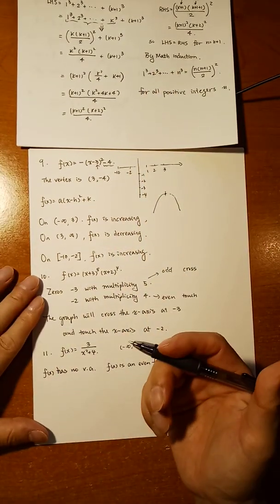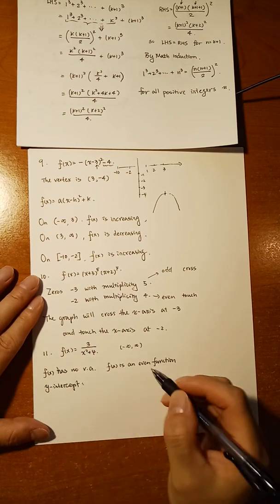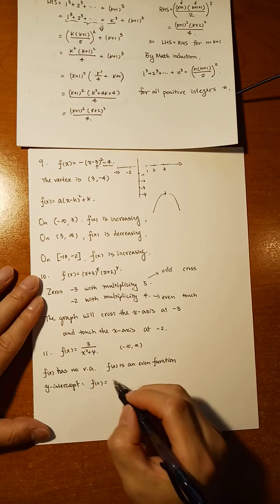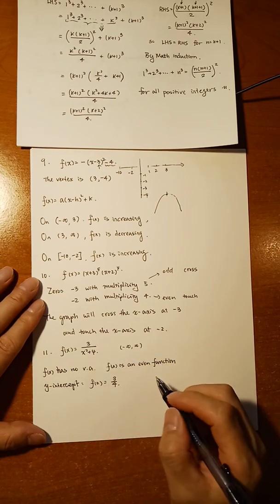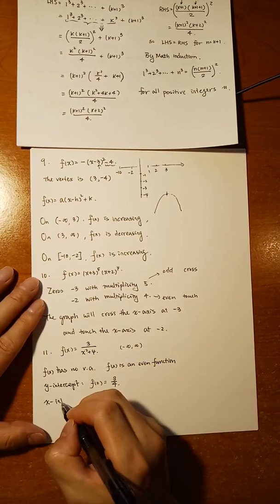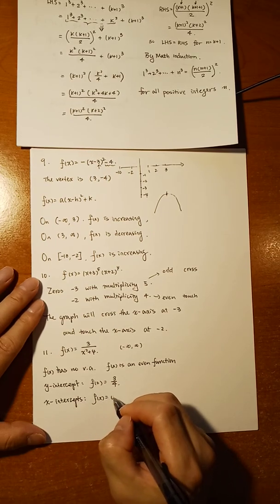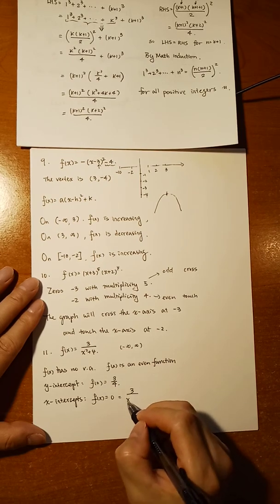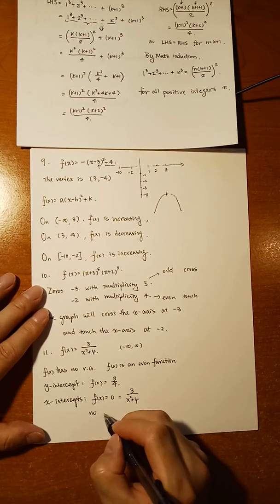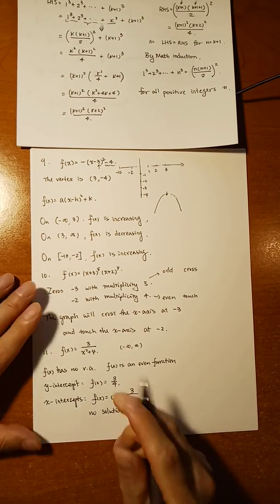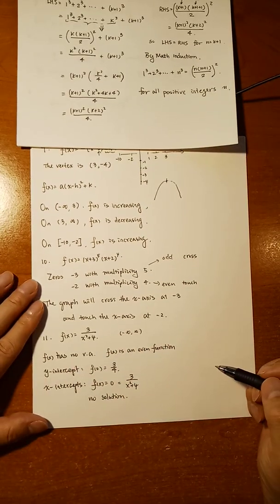And the intercepts. The y-intercept is f(0), which is 3 over 4. For the y-intercept, you let x be 0. For the x-intercept, you solve f(x) equal to 0. f(x) is 3 over x squared plus 4, but 3 over x squared plus 4 has no solution. So it has no x-intercept. Okay, what else?